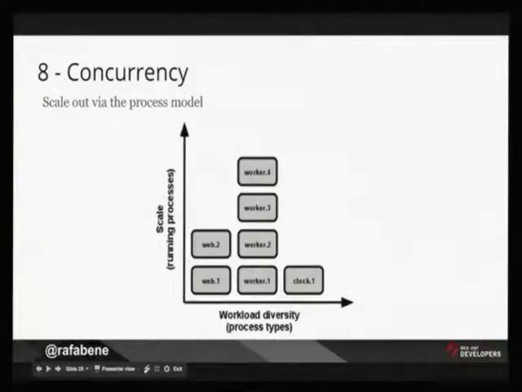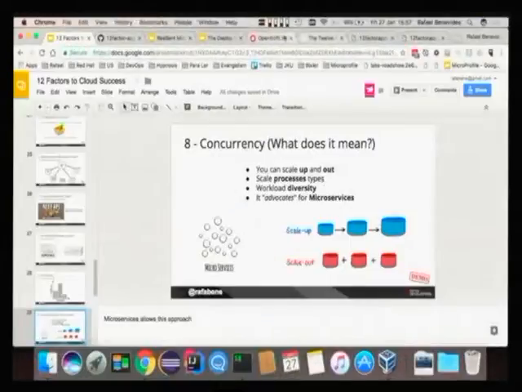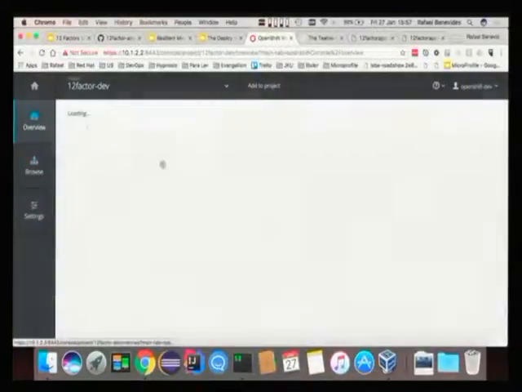Another factor that I like a lot is about concurrency. Because concurrency means that you can scale out via the process model. What it means, in fact, is that, for example, suppose that you have an increase on the sales application. You don't need to scale everything. You can just scale that part of your software. I like to say that this factor is the best advocate for microservices architecture. Because with microservice architecture, you can just scale up and out what you need. And that is easy to perform with OpenShift and with containers.